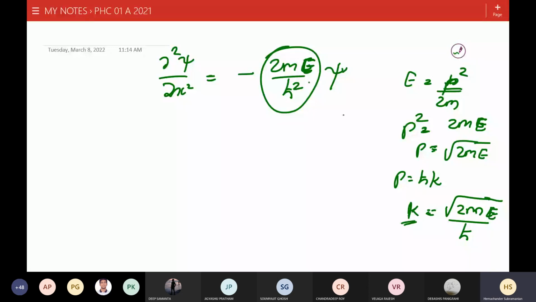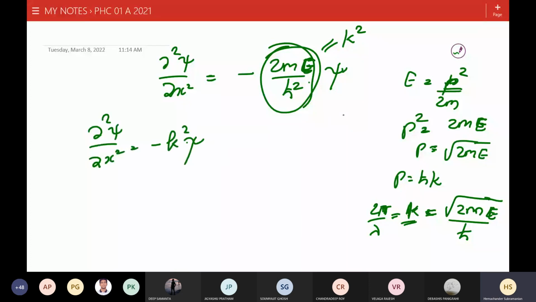This is the wave vector. k is 2 pi over lambda, where lambda is the wavelength of the particle wave. k is the square root of 2mE over h bar, so this is basically k squared. So dou squared psi by dou x squared is minus k squared psi.